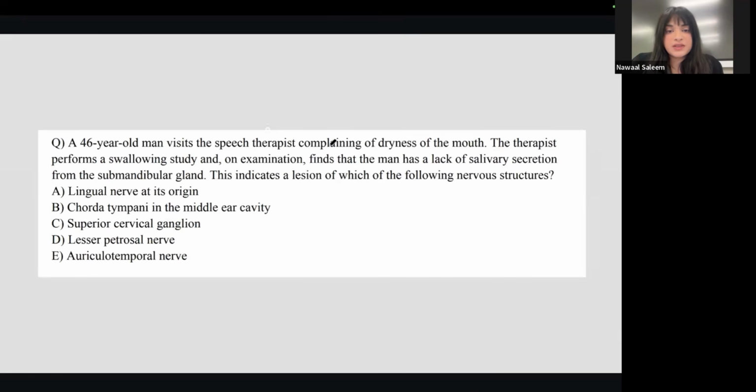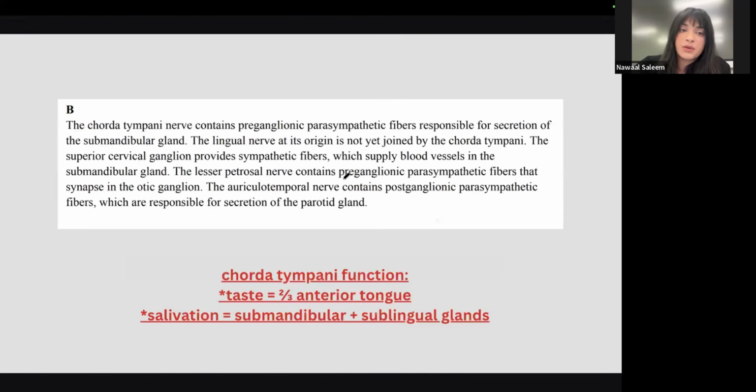A 46-year-old man sees a speech therapist complaining of dryness of the mouth. The therapist performs a swallowing study examination and finds the man has a lack of salivary secretion from the submandibular gland. This indicates a lesion of which of the following nervous structures? Lingual nerve at its origin, chorda tympani, superior cervical ganglion, lesser petrosal nerve, auriculotemporal nerve. Difficult question. Pause and think. Okay, so he just has dryness of the mouth, so just salivary secretion. The answer is B, the chorda tympani.